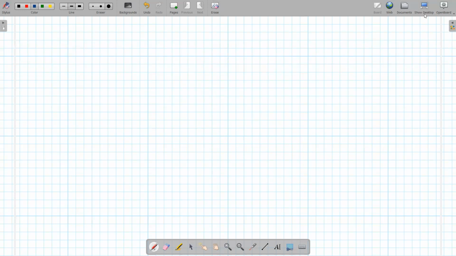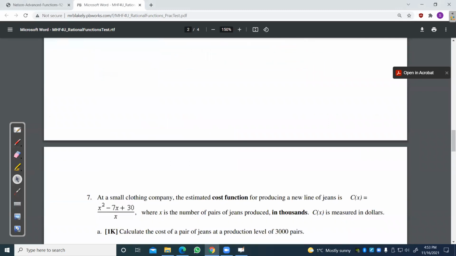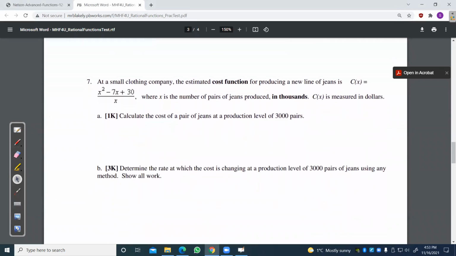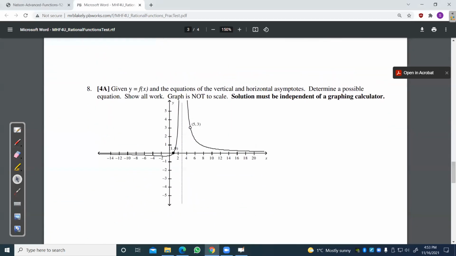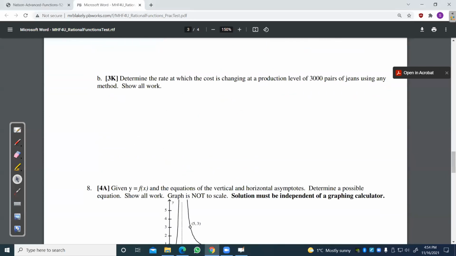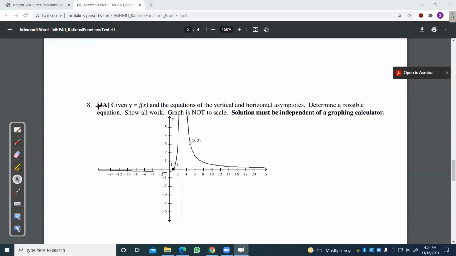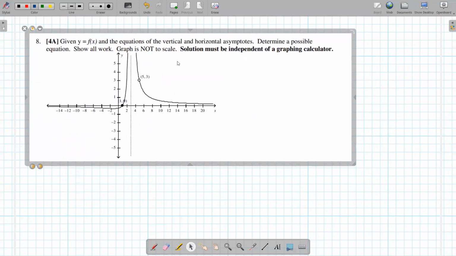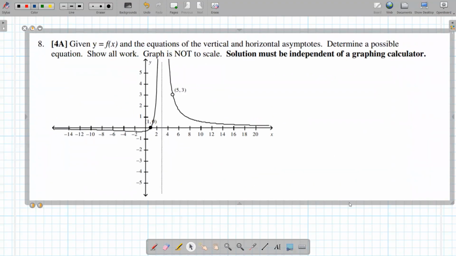So this one was a little bit tricky. Okay, let's try doing this one. They've given you this and they want you to find a possible equation.